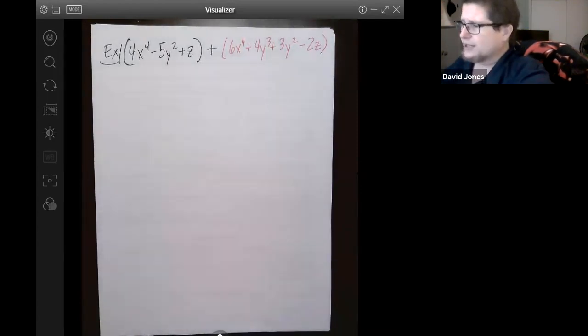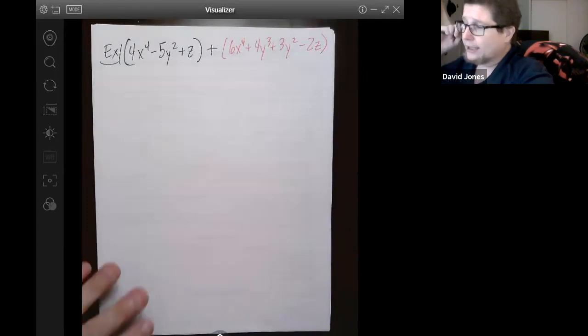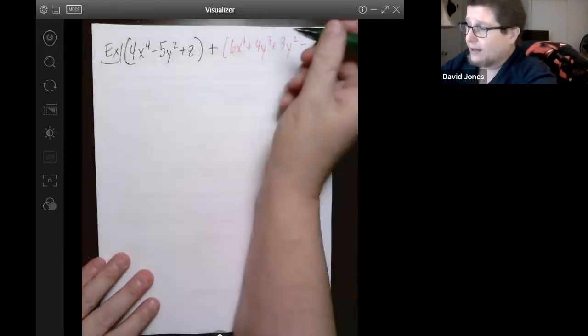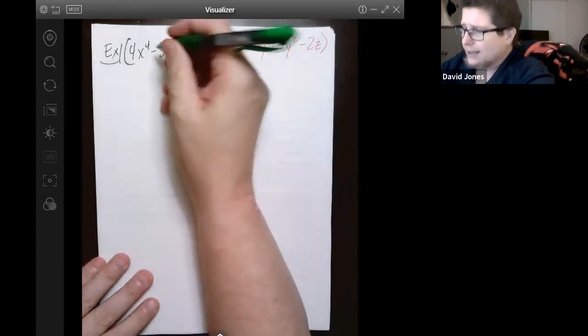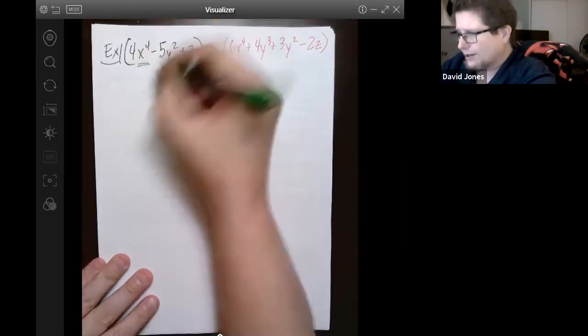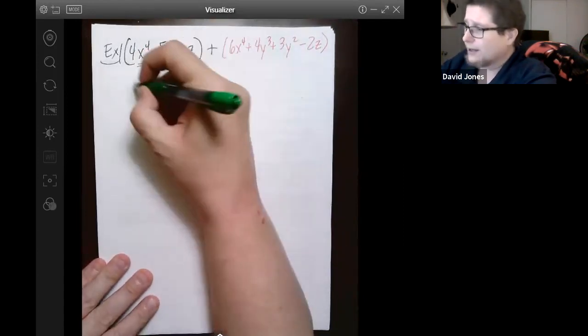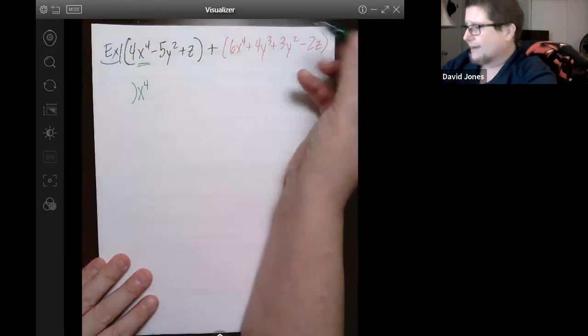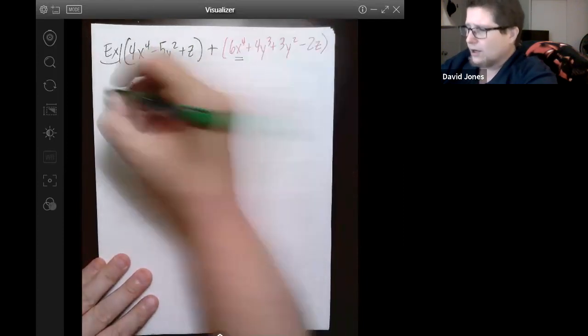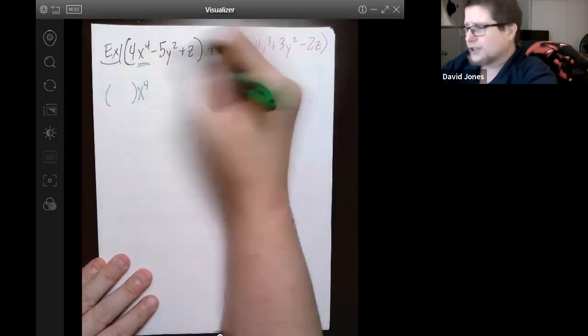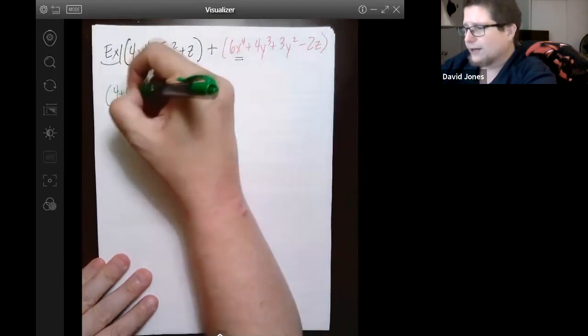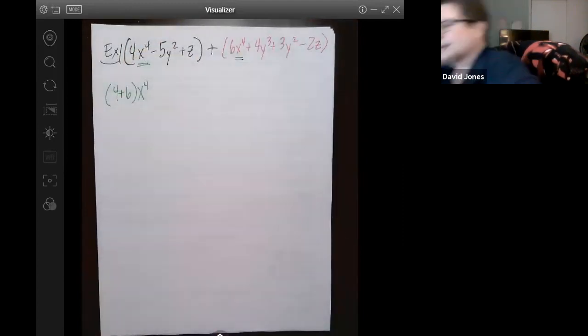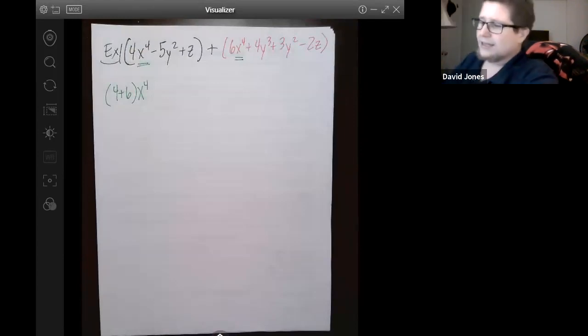One way to do it is to go through them and look at the ones that have, just start in one parentheses. I've got an x to the fourth here, so I need an x to the fourth. And I've got an x to the fourth here. So I'm going to take their coefficients and put them in parentheses in front. That's 4 plus 6 times x to the fourth. This is like factoring it out.